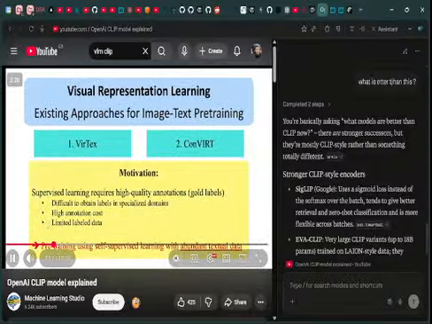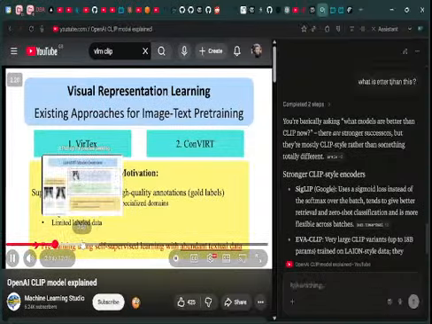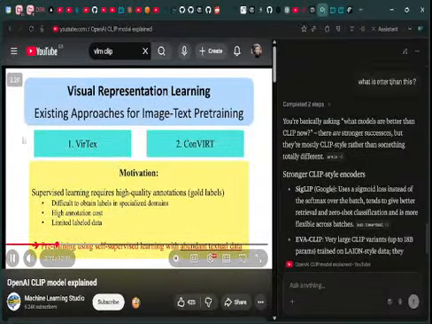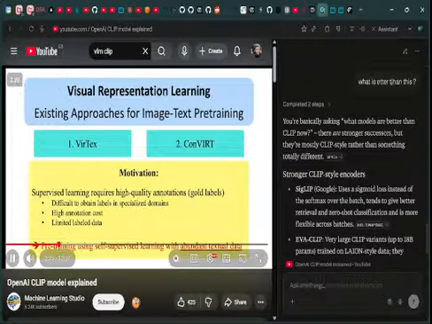Natural language supervision for image representation learning is not a new idea. CLIP is actually inspired by these two models, VirTex and ConVIRT, that both share the same motivation. Since obtaining labeled data in specialized domains such as medical data is difficult and costly, instead they want to pre-train using natural language supervision with unlimited textual data. So first, let's see these models briefly.